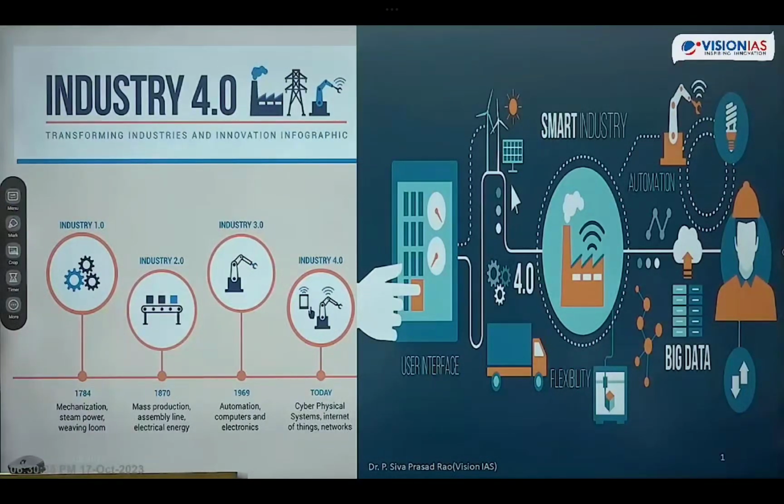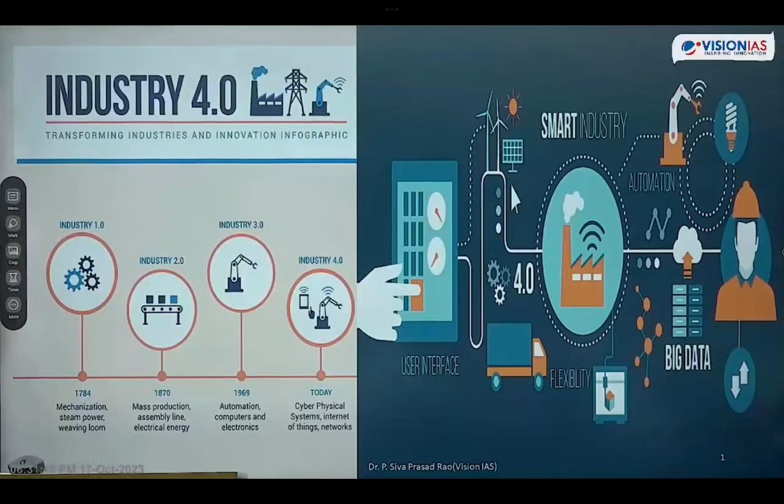The third industrial revolution is based on automation with computer and electronic devices. And the fourth industrial revolution is cyber physical systems and Internet of Things and the networks. This is what the four industrial revolutions are. Is it clear, students, now?